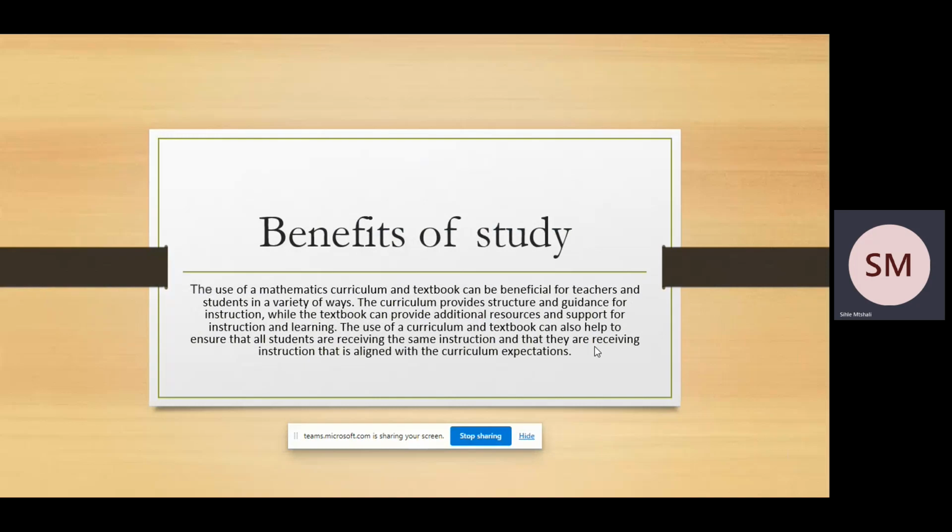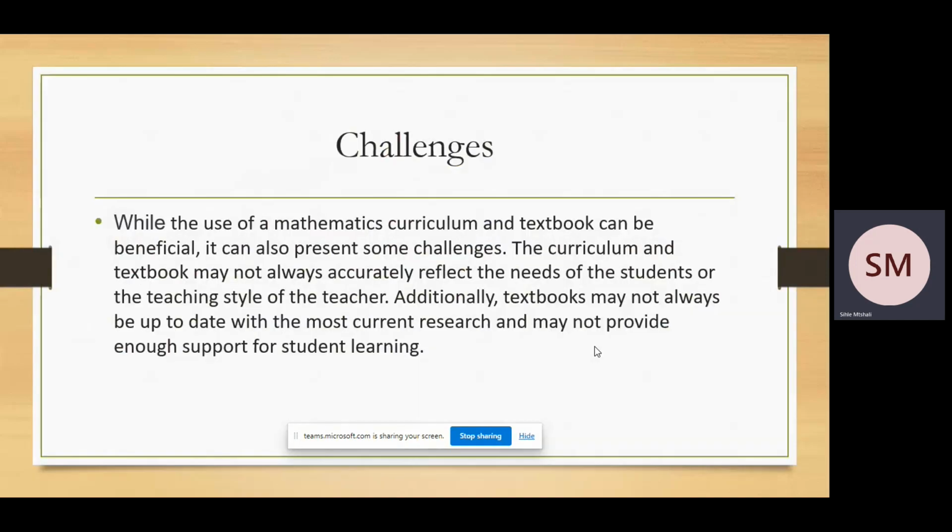We can also talk about the benefits of the study: the use of maths textbooks can be beneficial for teachers and learners in a variety of ways. It can provide structure and guidance for instruction, and textbooks give an additional resource to support the instruction and learning. The use of textbooks can also help to ensure that all students are receiving the same instruction and that they are receiving instruction that is aligned with the curriculum expectations.